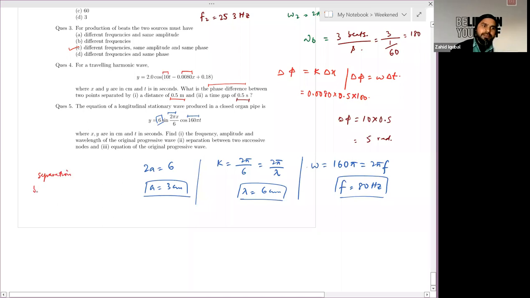So separation between successive nodes will be lambda by 2. Lambda we have 6 centimeter divided by 2, so it will be 3 centimeter. Matthew, is it clear? Yes.